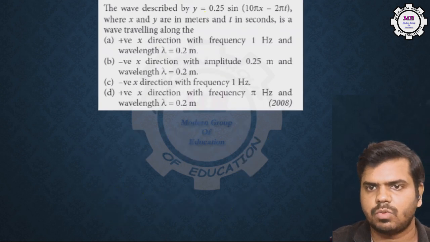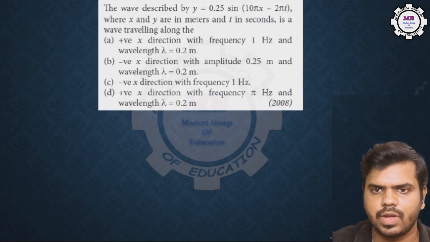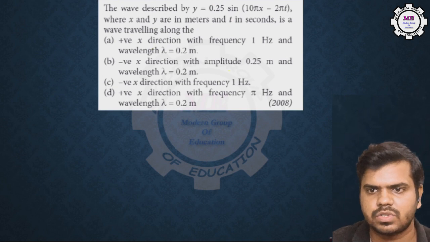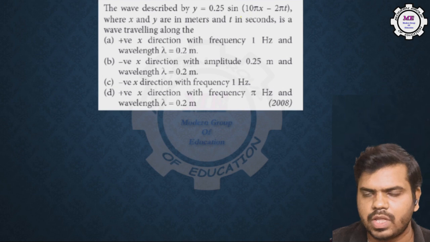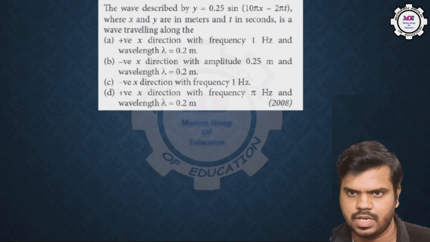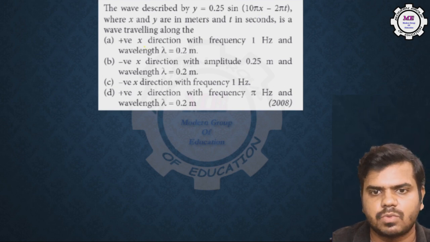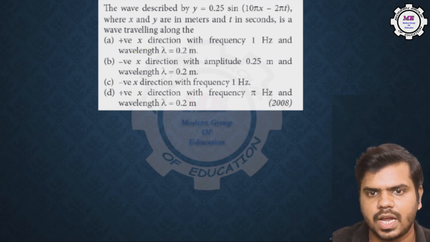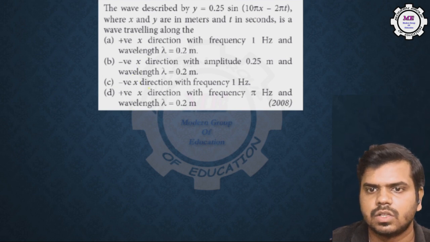The wave described by y equal to 0.25 sine of 10 pi x minus 2 pi t, where x and y are in meters and t in seconds. It is in positive x direction with frequency 1 hertz. There are four options. From the equation it is clear that the wave is propagated in positive x direction, because kx minus omega t is there. So option A and D can be there, B and C are cancelled out.